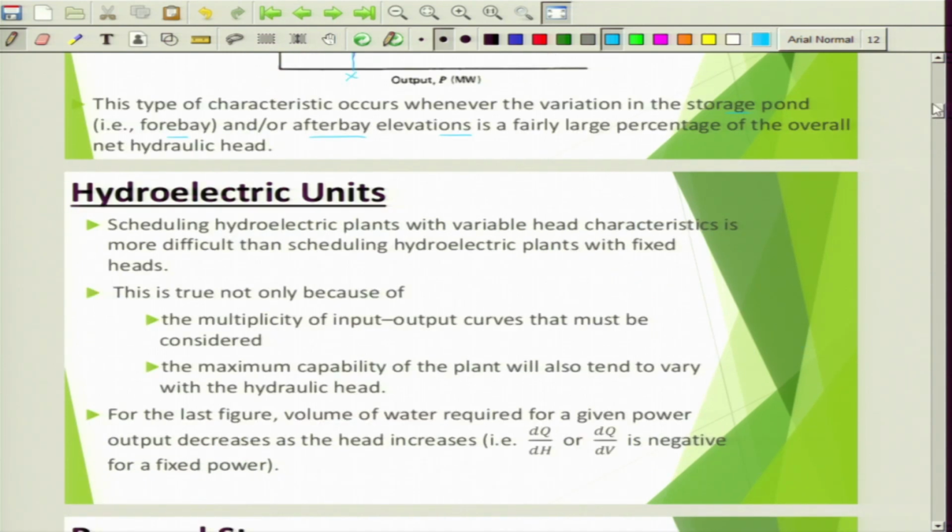So scheduling hydroelectric plants with variable head characteristics is more difficult than scheduling hydroelectric plants with fixed heads. This is true not only because of the multiplicity of input-output curves that must be considered; the maximum capacity of the plant will also tend to vary with the hydraulic head, as we have discussed. For the last figure, the volume of water required for a given power output decreases as the head increases. You can see here dQ/dH, where H represents height. If H increases, then the volume of water required decreases. So the slope would be decreasing as the head increases. That's what is mentioned here.